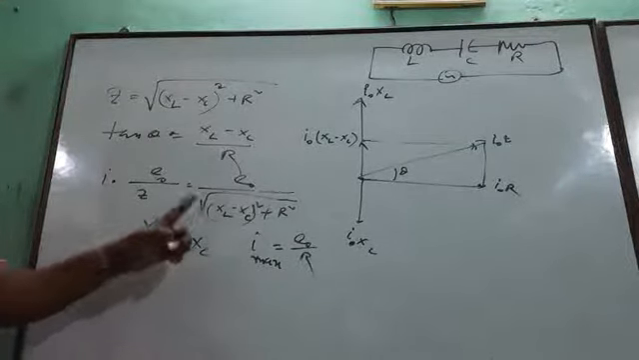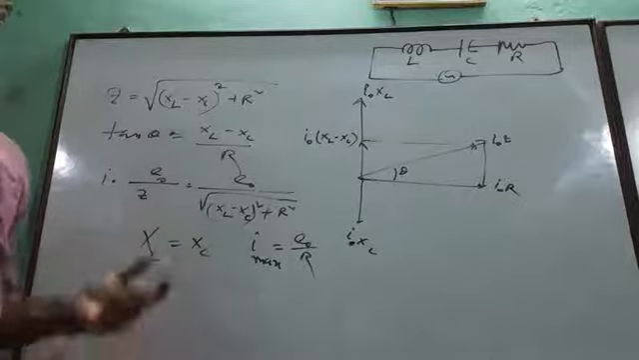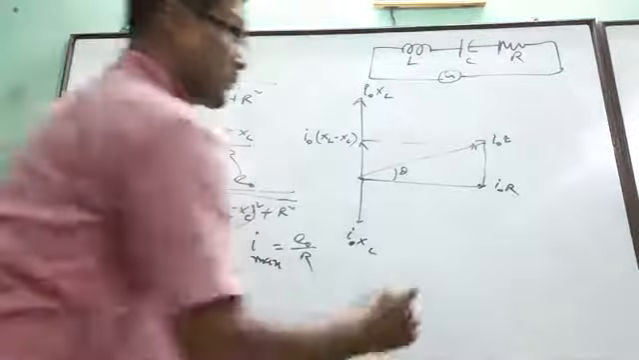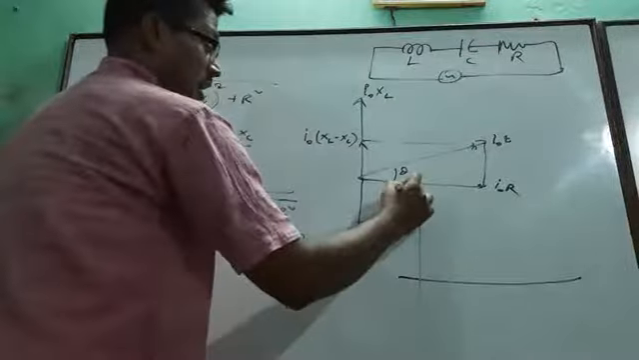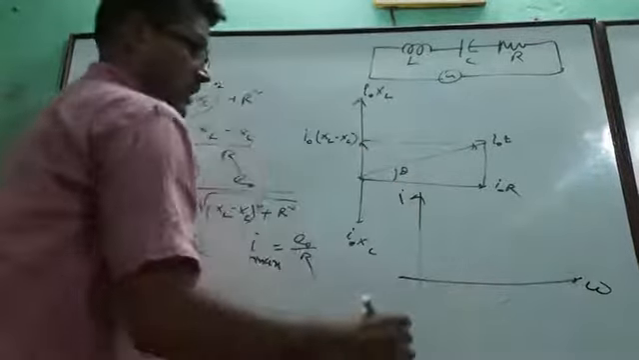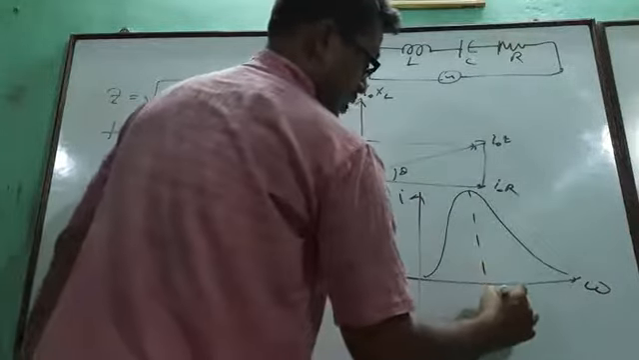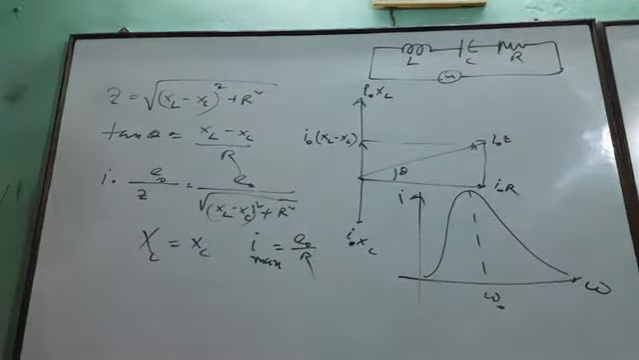So the total resistance becomes minimum. That's why the current becomes maximum. So that graph we can plot here, that I versus omega, and we will get this kind of graph here. This is omega naught, which is the resonance frequency.